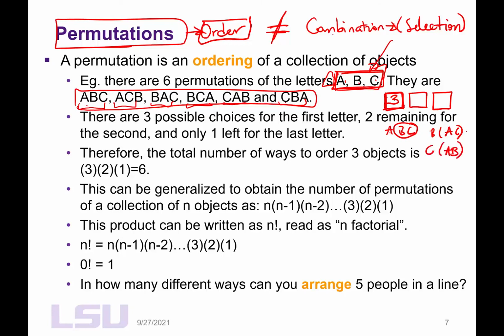In any of these 3 cases, 1 letter will be selected and you are left with only 2 letters, which could either be BC, AC, or AB. So only 2 letters can fill up this position, right? So we write 2 here. And then when 1 letter fills this first one and you are left with 2, and one of the 2 has filled this position, how many letters are you left to fill this one? Just 1, right?